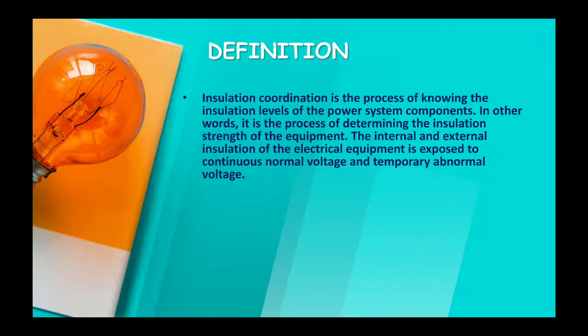So, what are the power system components? The power system components are the circuit breaker, relay, switchgear, or various types of apparatus which are used in the power system. In other words, it is the process of determining the insulation strength of the equipment. The internal and the external insulation of the electrical equipment is exposed to continuous normal voltage and temporary abnormal voltage.